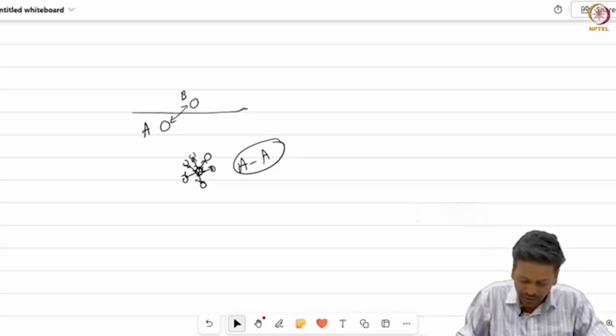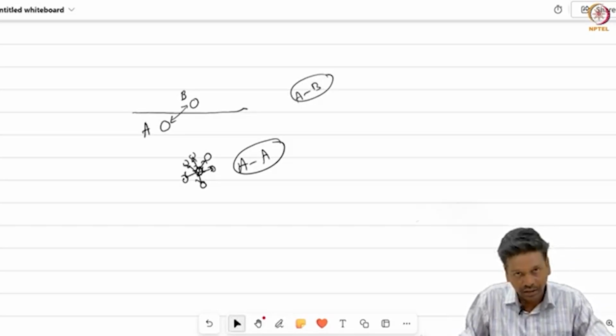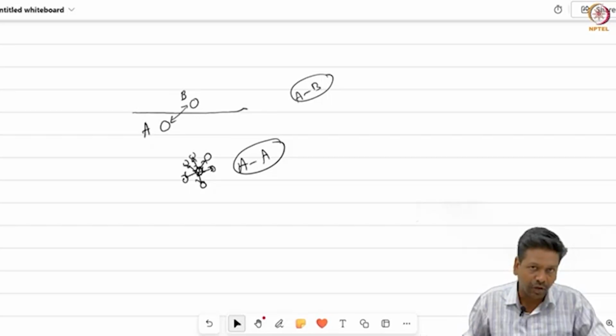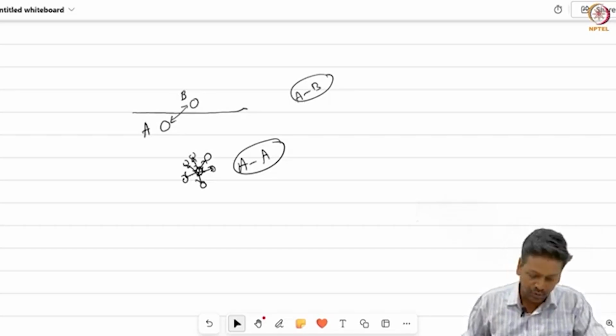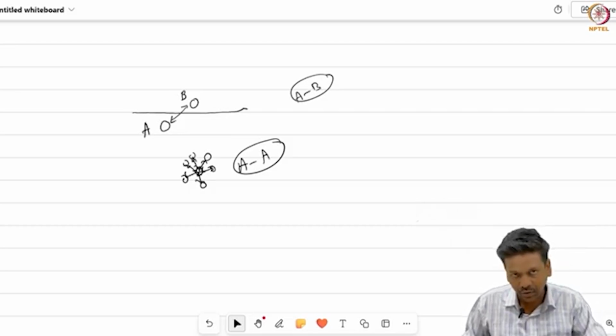Okay, so if the A-B interaction can sometimes overcome the A-A interaction, in such a case you can expect that this molecule can be pulled towards the interface, right? So this is the objective. So what is the work required to, so this Girifalco equation is going to tell us what is the work required to bring this molecule to the interface and form the interface, right?